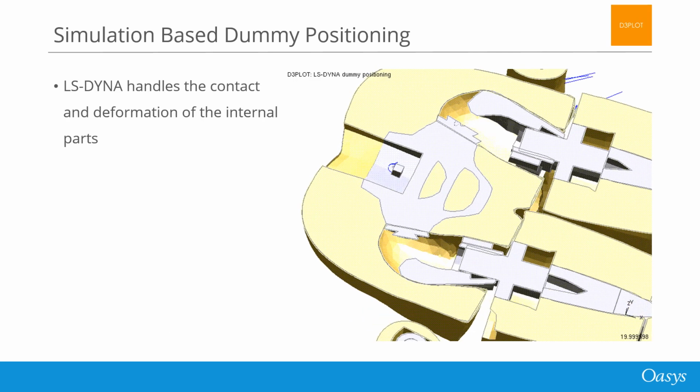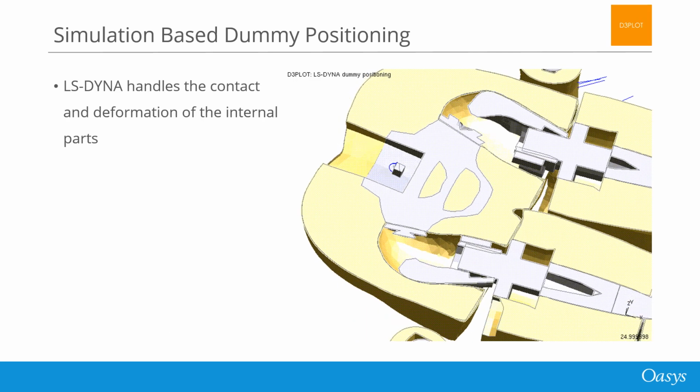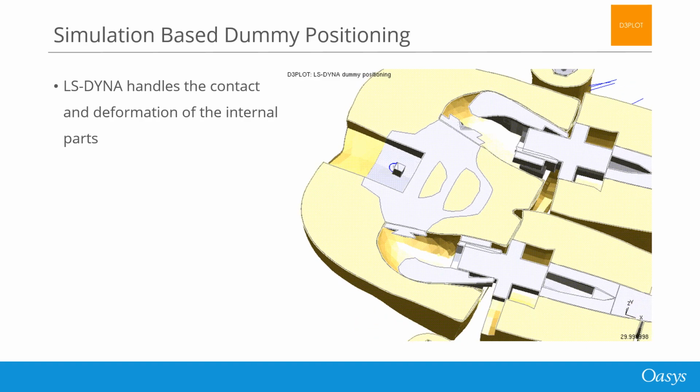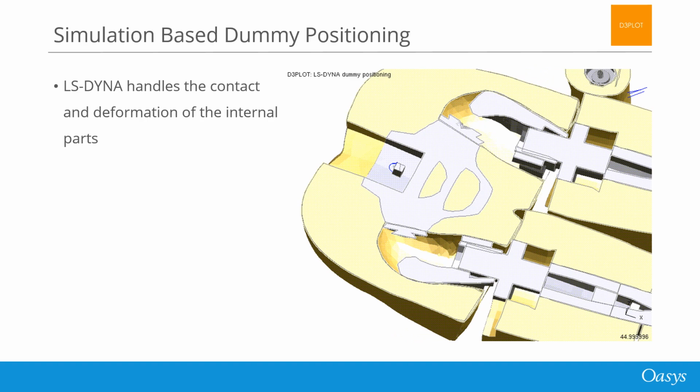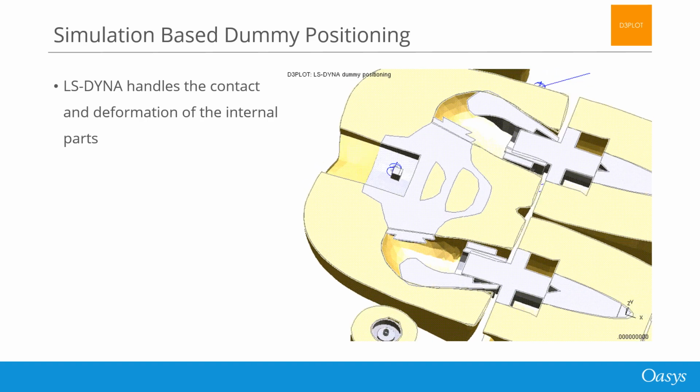Here is a cut section through the pelvis of a dummy model during a positioning simulation. You can see the amount of interaction and deformation involved between the various parts of the model. And this reinforces why a simulation-based positioning analysis is often the way to go.